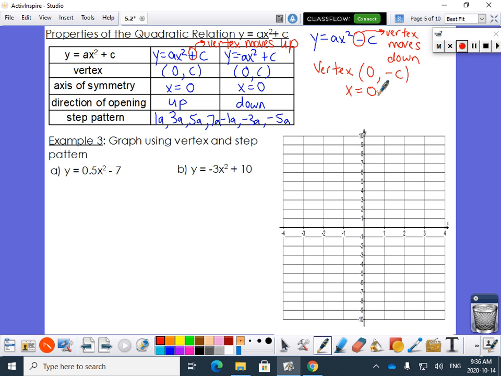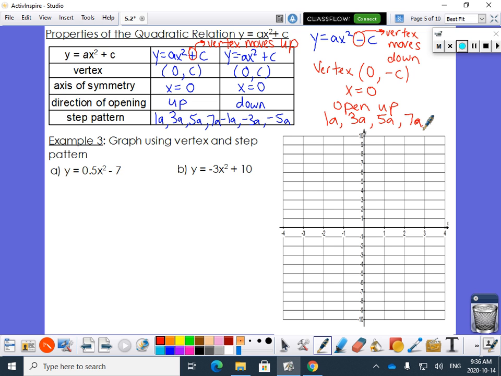Okay, this guy would open up, right? Because the a is positive. And then the step pattern would still be 1a, 3a, 5a, 7a. I just wanted to add that one in, because this is both adding the c. I wanted to show you when we subtract the c. So if you could just add that somewhere.